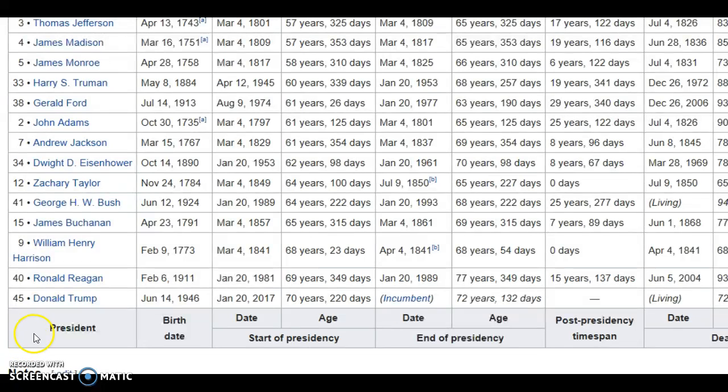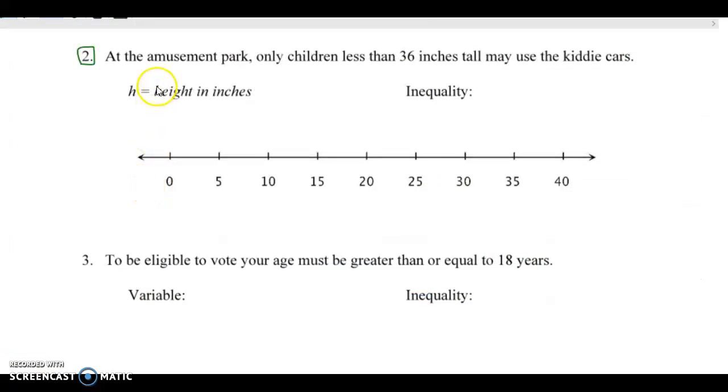Anyway, going back to math. Okay, so back to example 2. At the amusement park, only children less than 36 inches tall may use the kiddie cars. So that means less than 36 inches tall. We need a variable. Now look again. They gave us a variable. H for height in inches.